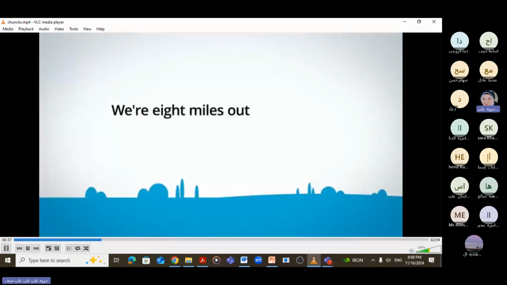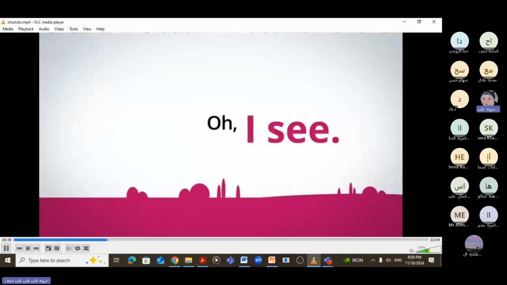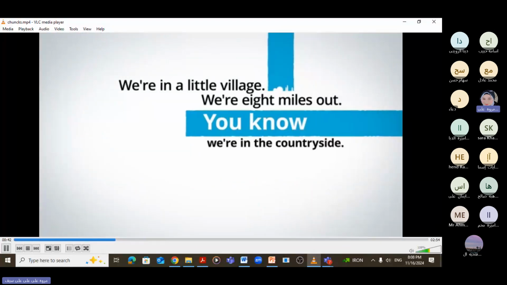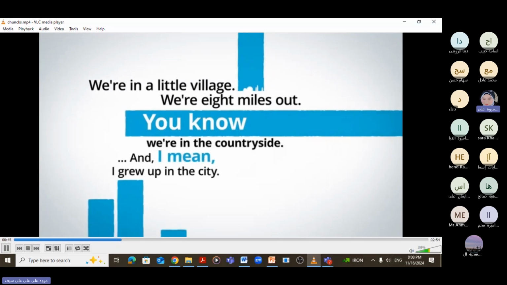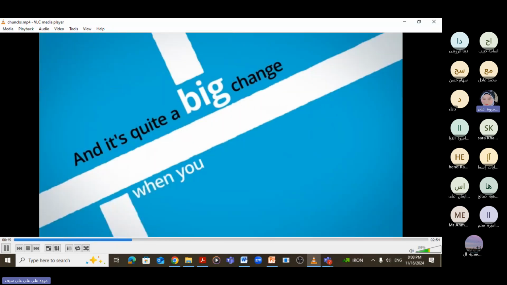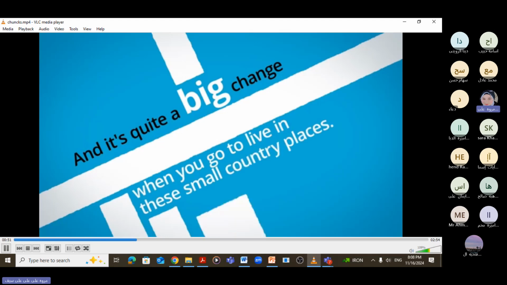Oh, we're 8 miles out of town now, you see. Oh, I see. We're in a little village. We're 8 miles out. You know, we're in the countryside. And, I mean, I grew up in the city. I was a city boy, you know? Yes. And it's quite a big change when you go to live in these small country places.